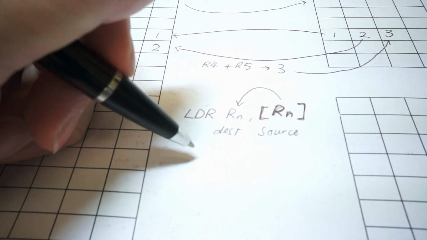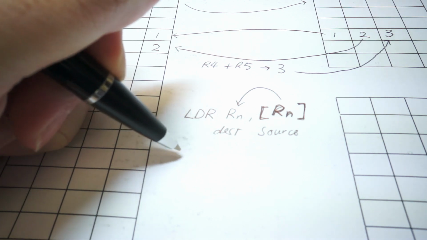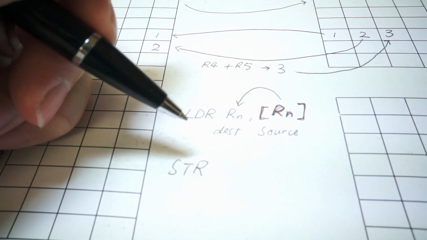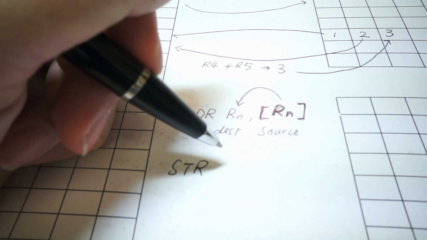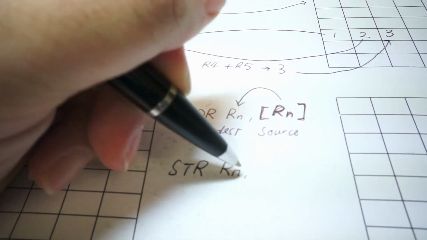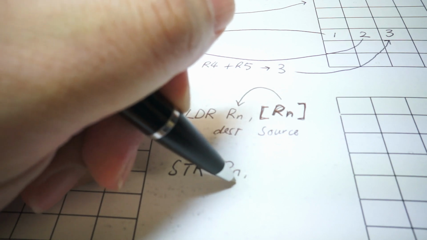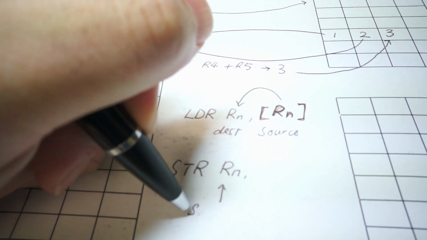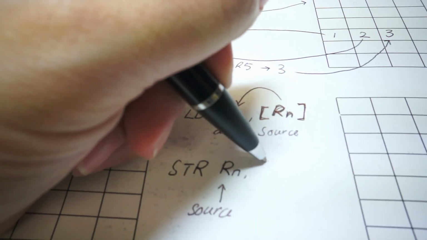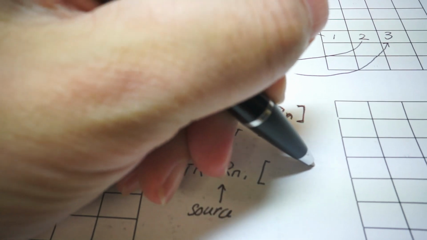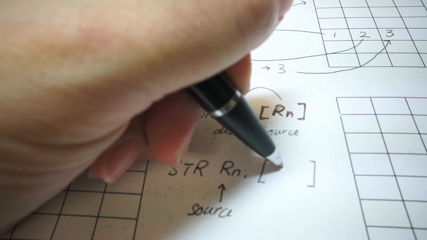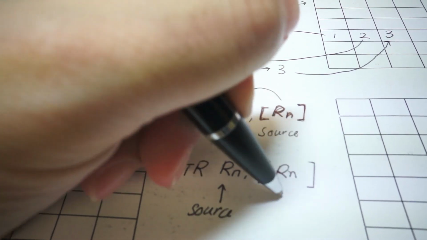If you want to move data from the registers back to the memory, we'll use the STR instruction. However, for the STR instruction, the first operand is the source. It is a register that holds the data that we want to move out. And the second operand is the destination. As you can see, it also starts with a square bracket, where it must be a memory location.